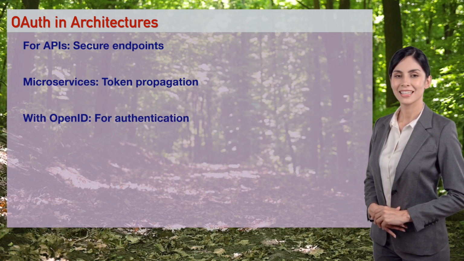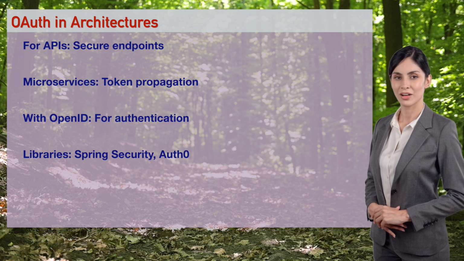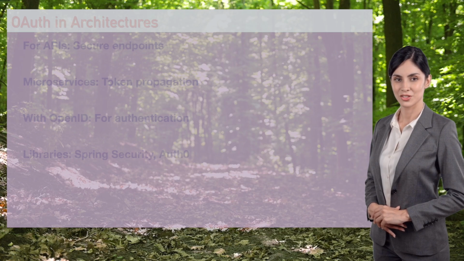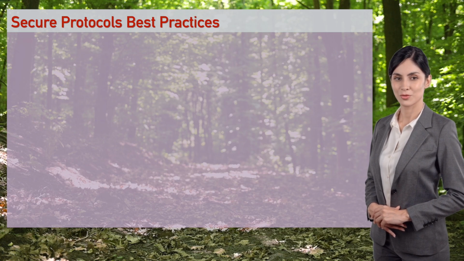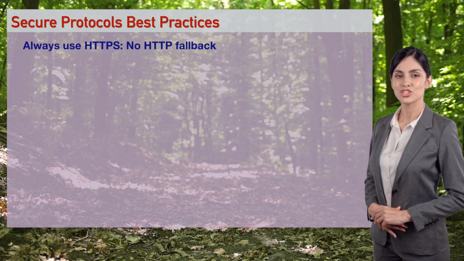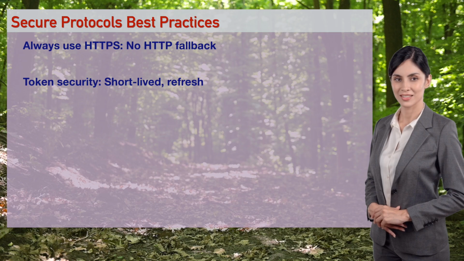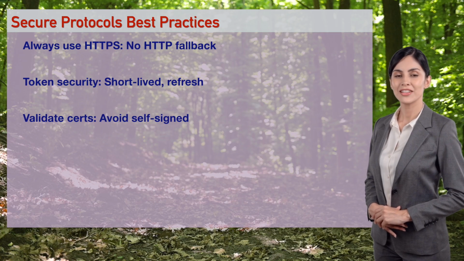Combine with OpenID Connect for authentication on top of authorization. Use libraries like Spring Security or services like Auth0 for implementation. Best practices for secure protocols: mandate HTTPS everywhere, disabling HTTP to force secure connections. For tokens, use short-lived access with refresh mechanisms.